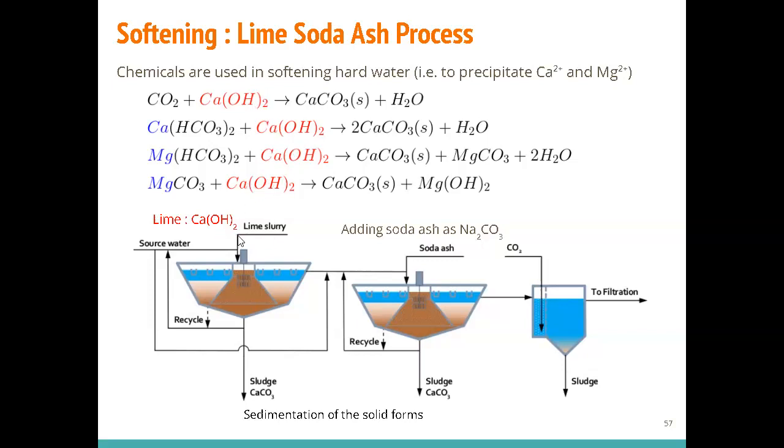Why do we add this lime slurry? Because we are hoping that this would become calcium carbonate, which would become the sludge. So calcium carbonate in here, sedimentation of solid forms, they would become solid. There's a bracket here showing you that it's a solid, and we can scrape that off from the bottom of your sedimentation tank.